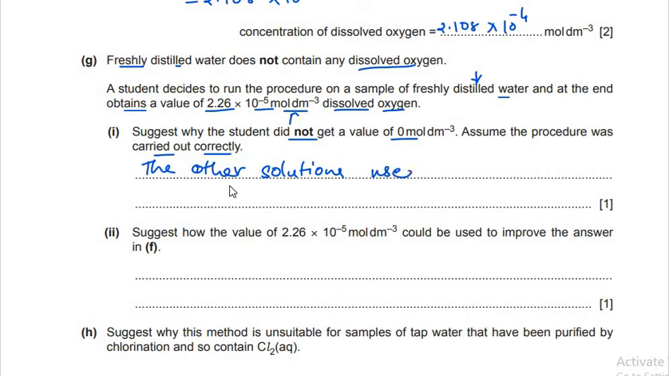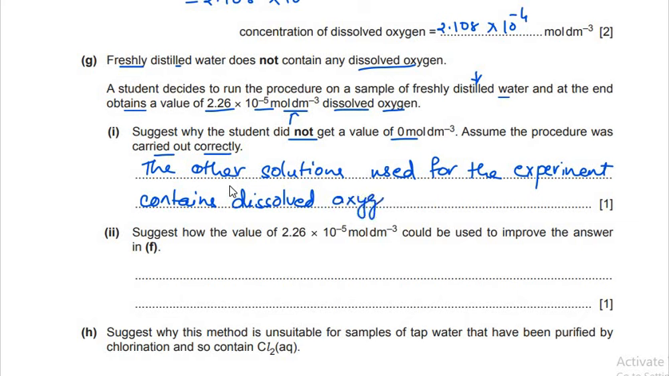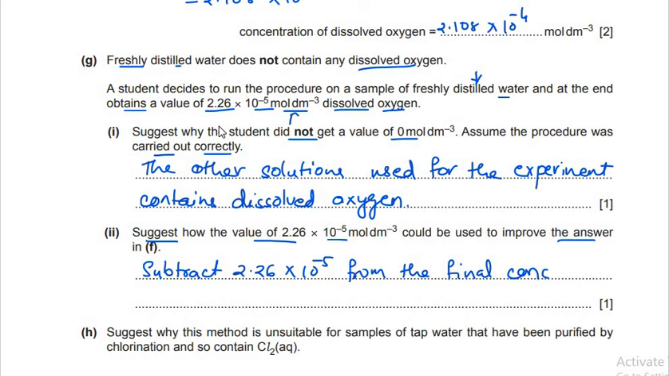Now that shows that the freshly distilled water may not contain dissolved oxygen, but the other solutions used for the titration may contain oxygen. So that's how we write the answer: the other solutions used for the experiment contain dissolved oxygen, and that's why we don't get the reading as 0, but to some minute extent the oxygen is present. The next part is: suggest how the value of 2.26 into 10 power minus 5 moles per dm cube could be used to improve the answer. As simple as that, we can subtract 2.26 into 10 power minus 5 from the final concentration of oxygen calculated in the different samples of river water. So that is how it can be corrected.